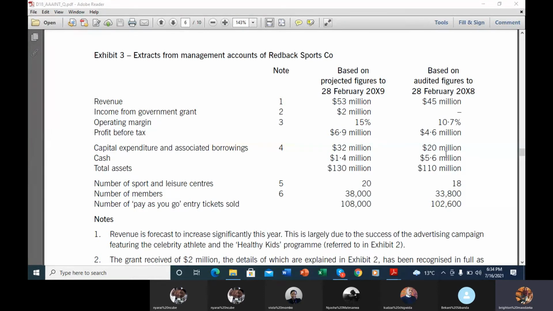That's fine. I'm saying there is a risk that the whole amount was capitalized. Just imagine you have to perform some analytical procedures here. From 20 million to 32 million, what's the difference?